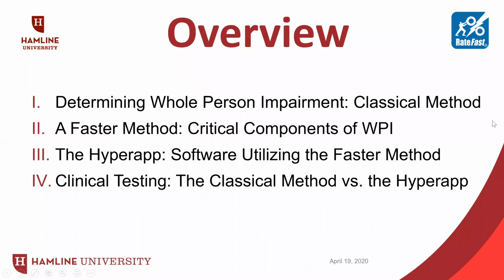And the structure of this presentation, to give you a little bit of an idea, will be as follows. We'll first define and talk about what the whole person impairment indeed is. Then we'll be talking about the critical components that are necessary to design a faster method of determining the whole person impairment. And then we'll discuss the software in the form of a Hyperapp. And then finally, we'll do clinical testing.